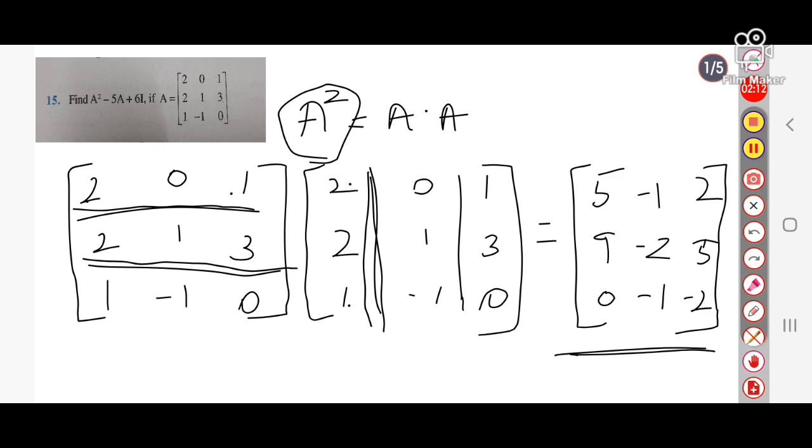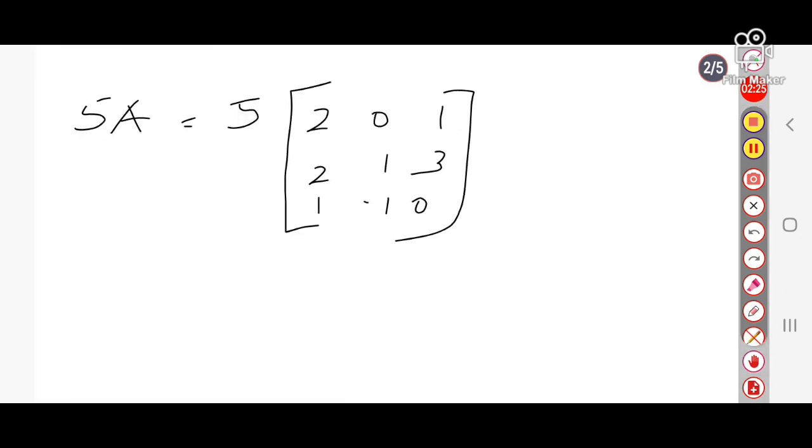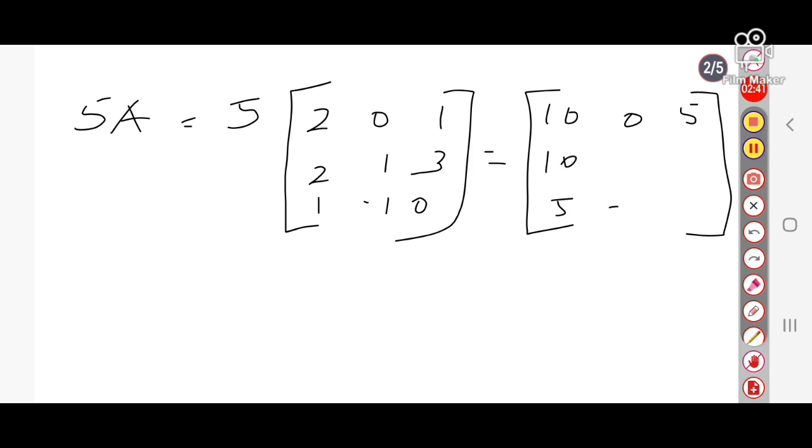Then, by the expression given in the question, that is A squared minus 5A plus 6I, we found that the value of A squared is this one. Now we need to find the value of 5A. This is the value of A that is given, 5 into the entire matrix, just multiply as I told you in the multiplication process. 10, 0, 5; 10, 5, minus 5; 5, 15, 0.